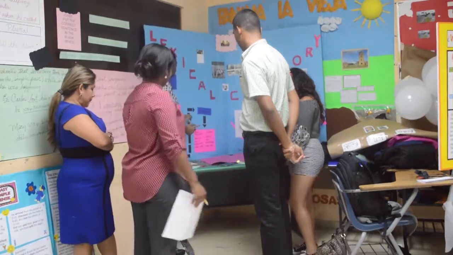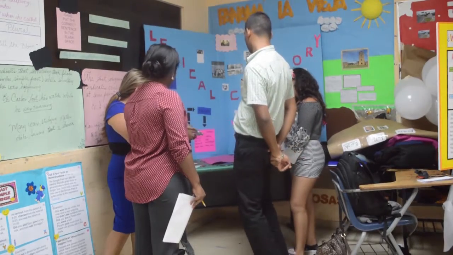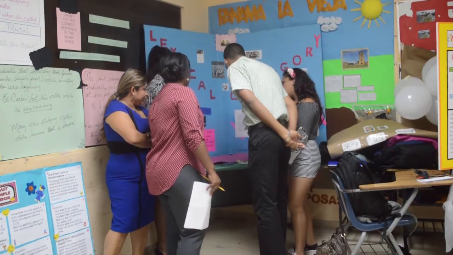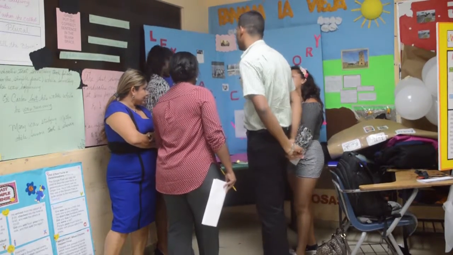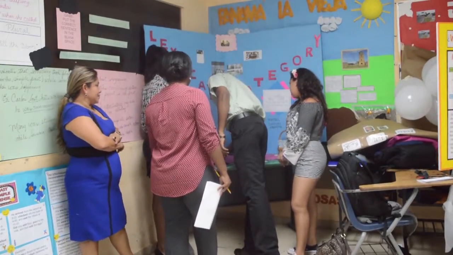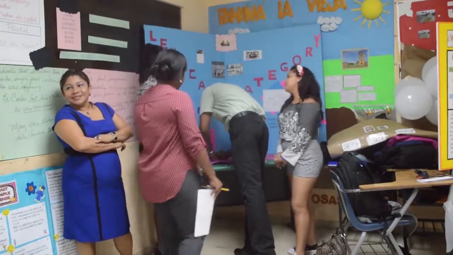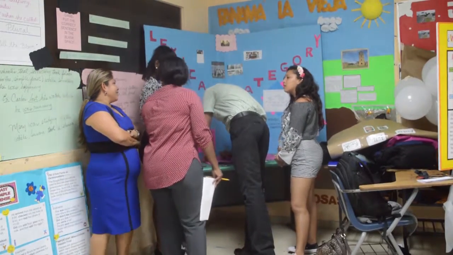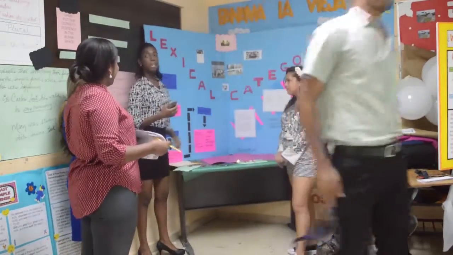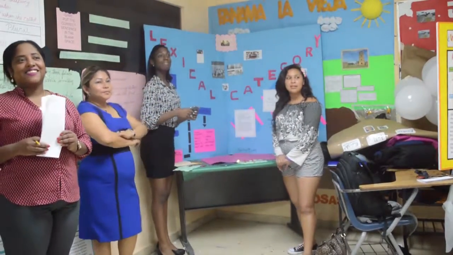Here we have part 1. Complete the sentence with should or must or have to. Number 1. If you want to become a doctor, you... Good job. That's it. Anyone else? Any other one? Yeah, Emma.